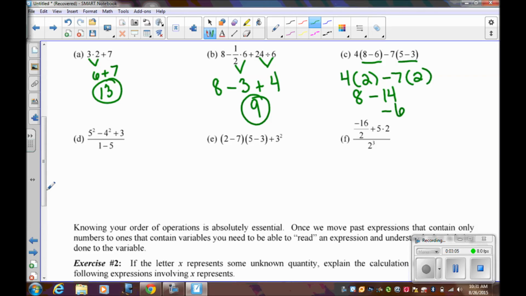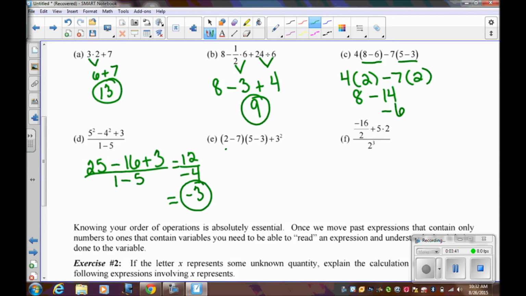Letter D, we bring in some exponents and no parentheses. So let's go right to those exponents. 25 minus 16 plus 3, all over that 1 minus 5. Now I'm going to evaluate that numerator first. 25 minus 16, okay, plus 3. 25 minus 16 plus 3 is 12, divided by negative 4, which gives me a final answer of negative 3.